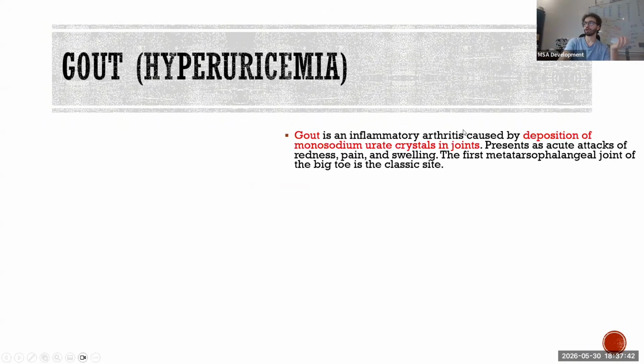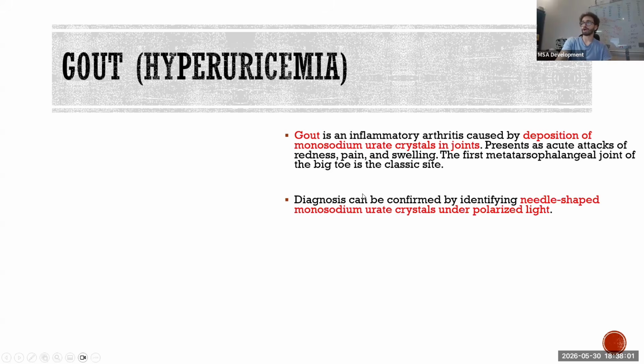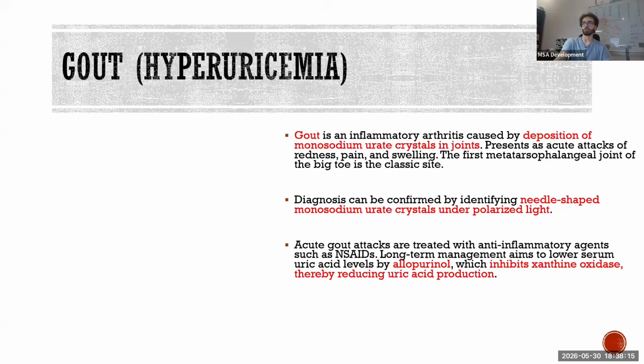But first, what is gout? It is deposition of urate crystals in joints, monosodium urate crystals. Nice. How do patients with gout present? As acute attacks of redness, pain, and swelling. They would come to you with a joint in their body, most commonly the big toe, which will be painful, red, and swollen. Okay? Now, how can we diagnose gout and confirm it? By identifying needle-shaped monosodium urate crystals under polarized light. Memorize this like your name. Okay? This is the diagnosis of gout and how it's diagnosed.